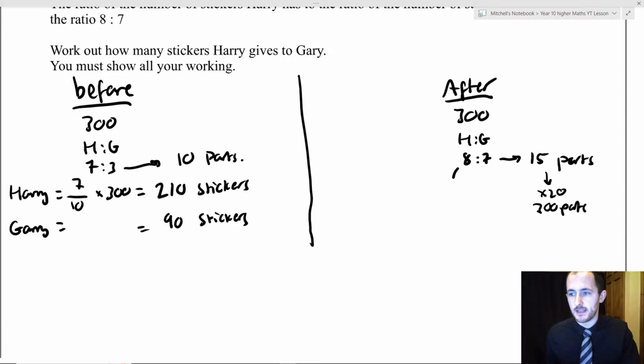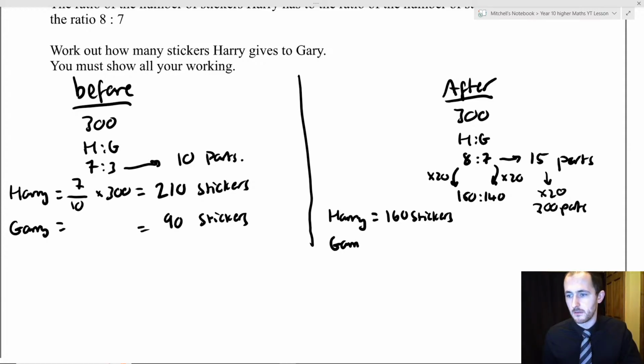So all I need to do here is times both sides by 20. So that would be, times by 10 is 80, times by 2 is 160 to 140. So in other words, Harry has 160 stickers and Gary has 140 stickers.